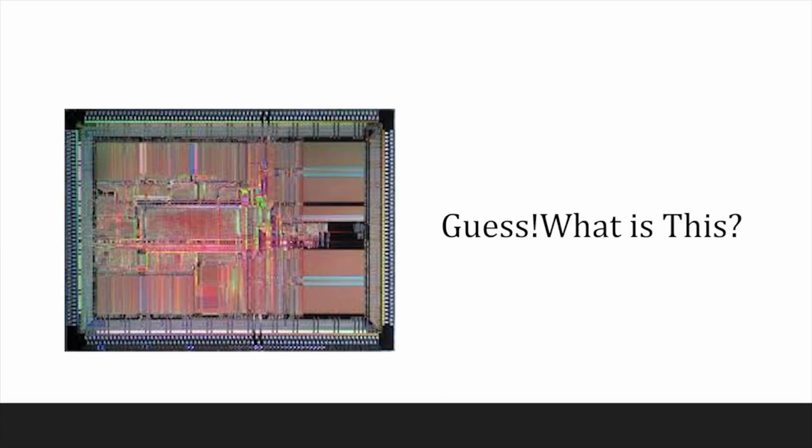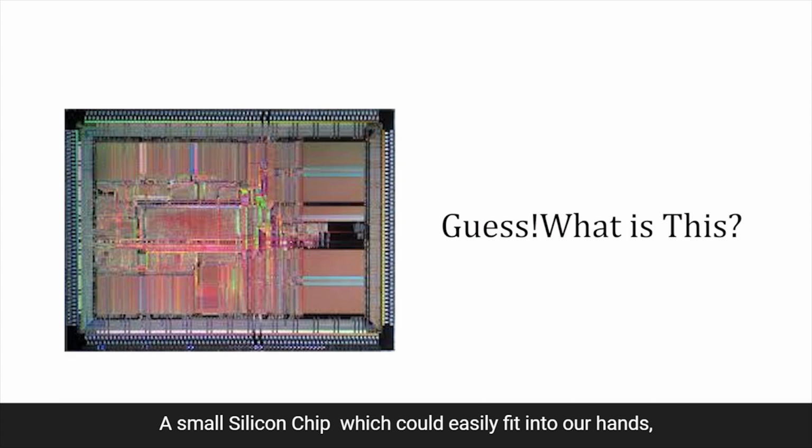Can you guess what this is? Yes, you guessed it right. This is something which you might not have seen. This simple chip contains billions of transistors. A small silicon chip, which could easily fit into our hands, contains more than 100,000 transistors. It's something which has surely struck your mind, isn't it?